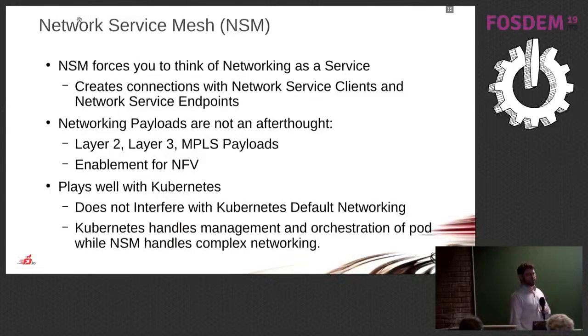So network service mesh, I mentioned earlier, is a service abstraction, but I'll mention it again because it's a key point of it. It makes you think of your network as a service. And because of the upfront planning and design, the networking payloads are not an afterthought. It is the upfront design to feed these additional layer 2 and MPLS payloads into a container. It plays well with Kubernetes, doesn't require any changes to Kubernetes, and doesn't affect the Kubernetes default network at all.